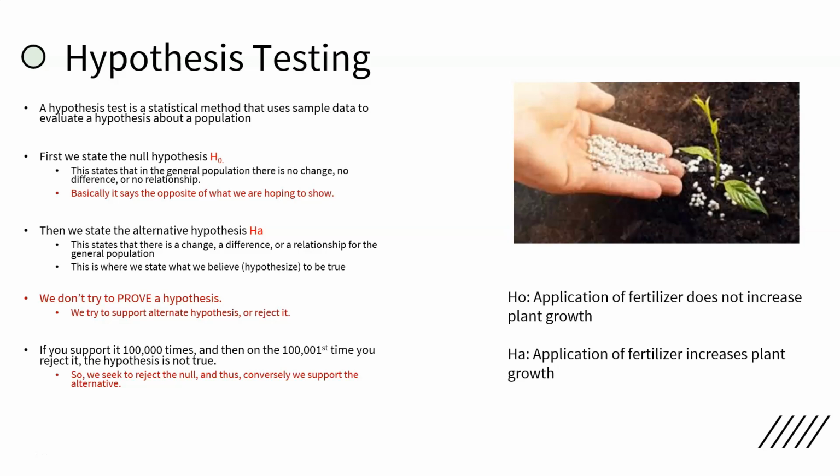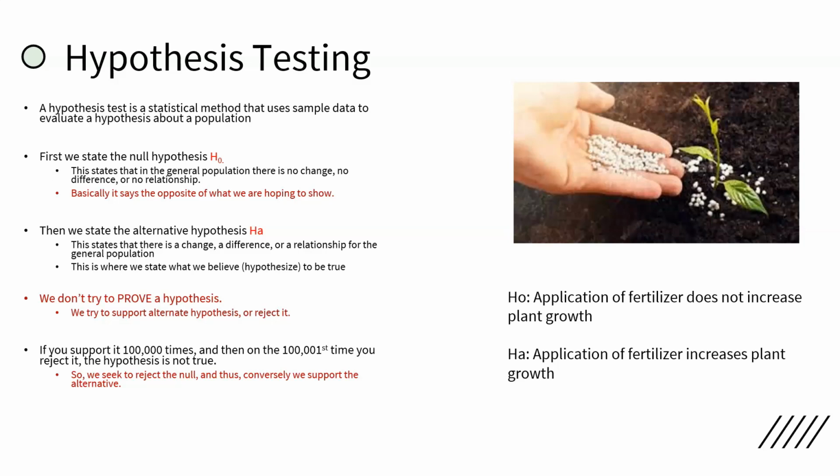What we don't want to prove is stated as a null hypothesis. Application of fertilizer does not increase plant growth, right? There is no impact, right? So alternate hypothesis is what we are trying to prove, and null hypothesis is the opposite of that, right? We actually don't try to prove a hypothesis, rather we try to either accept or reject the alternate hypothesis. So that is the way the concept of hypothesis testing works, right?